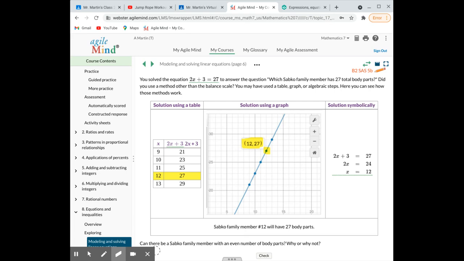All right, let's take a look at this. Now, before we get too far, what I want us to try to figure out on this page is, can there be a family member with an even number of body parts? Or will they always have an odd number of body parts?